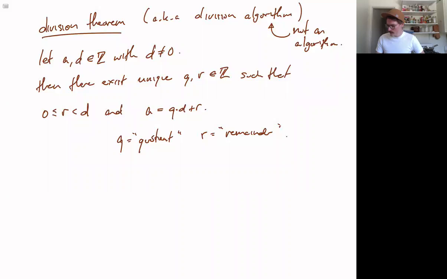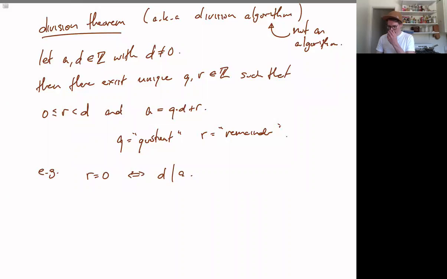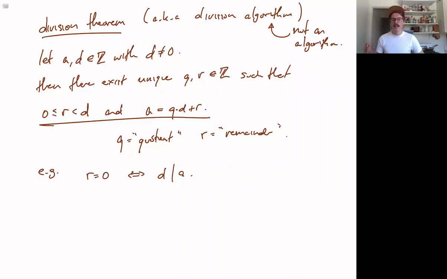First of all, to connect this to what we just said, let's observe that r equals 0 is the same as saying d divides a. So here's another way of saying this. d divides a if the remainder in this expression is 0. But this is a little bit more general. You can say it for any two integers, except that you might potentially have a remainder.